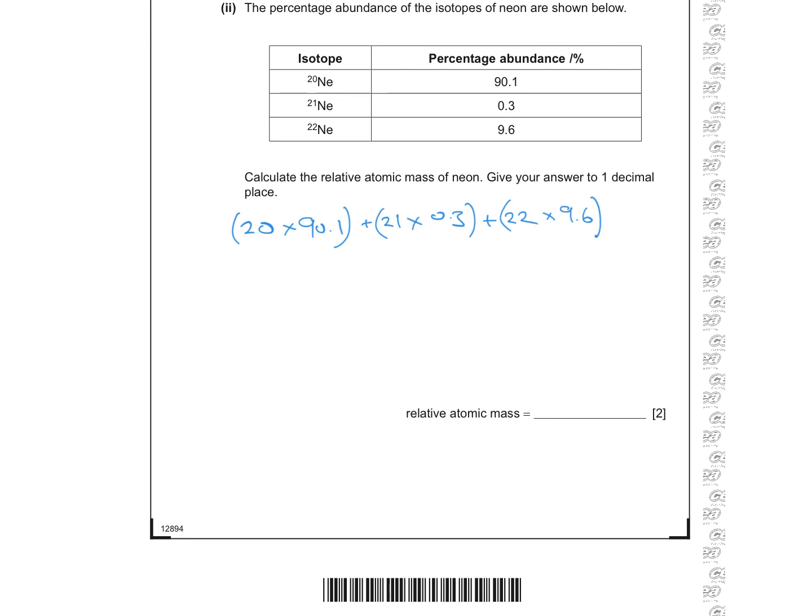That will give me the total mass for 100 atoms, because we're dealing with percentages here. But I want the mass for one atom. So I have to divide this by 100, and I get an answer of 20.2. Note that it says to give your answer to one decimal place.